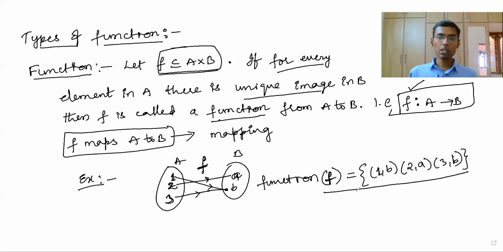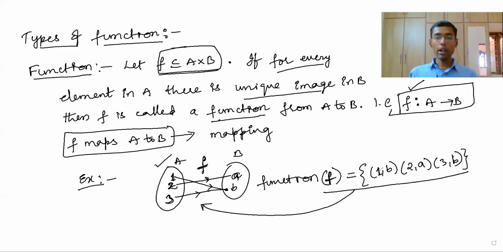This is called an arrow diagram. Its arrow diagram is like this. This is the arrow diagram, the diagrammatic form, and this is the set form of the function.